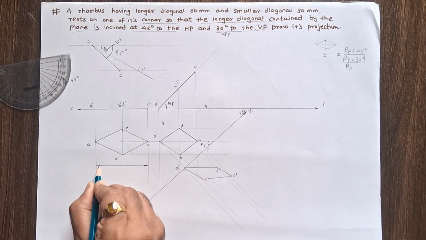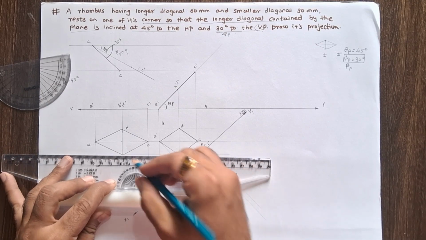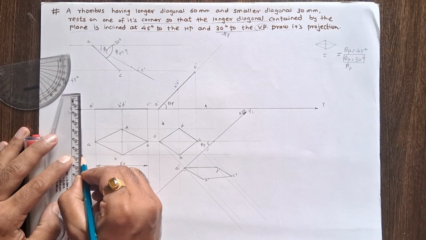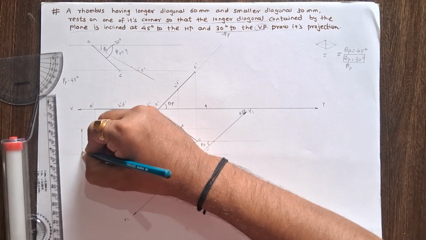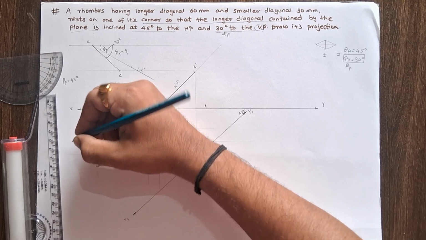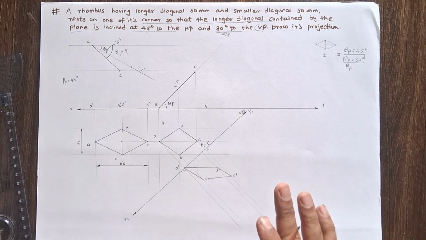The major diagonal is 60. This is 30. Now friends, you can see the complete solution of this problem. So try to solve this problem.